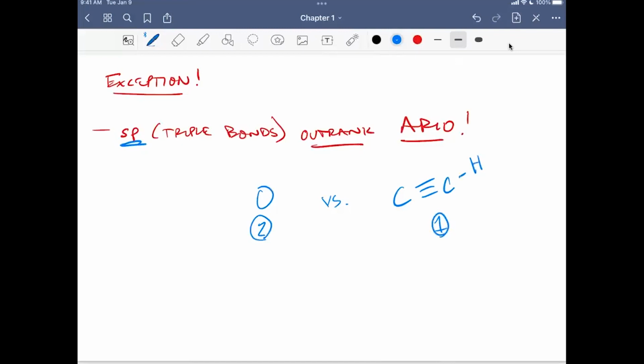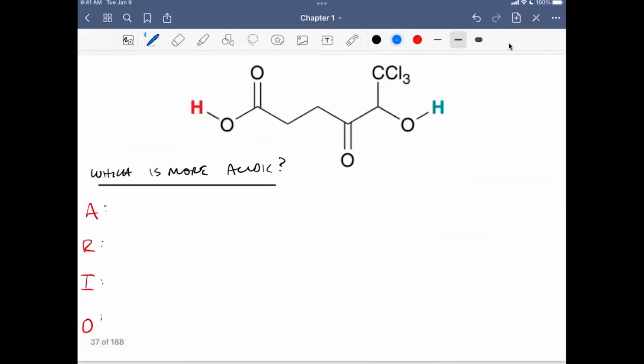So that's the only exception there. So I have this practice problem. This is a pretty good problem. It asks which is more acidic, and it highlights the hydrogens, and it asks what is more acidic. So I thought I would go through each of the ARIO and determine what the differences are between these. So let's start with A.